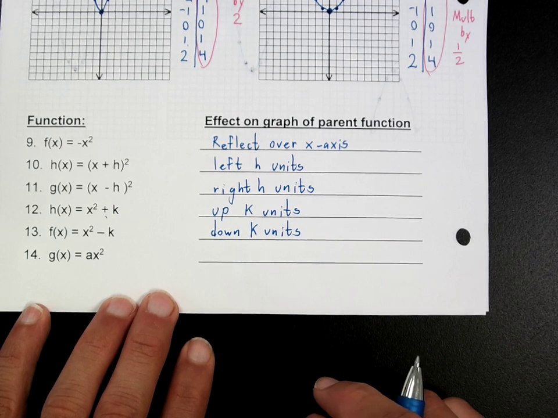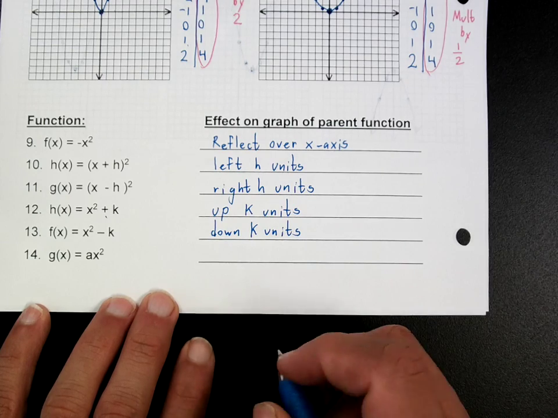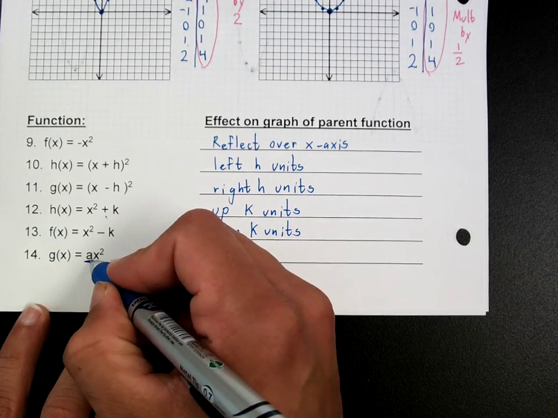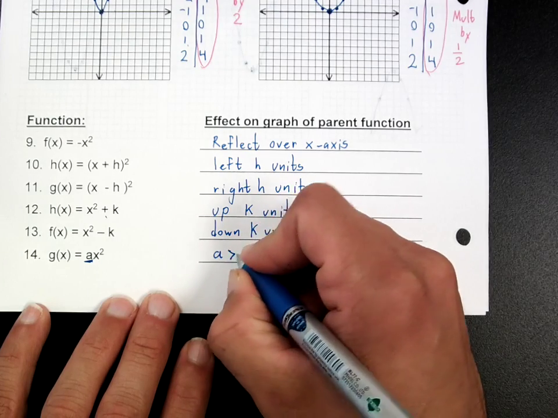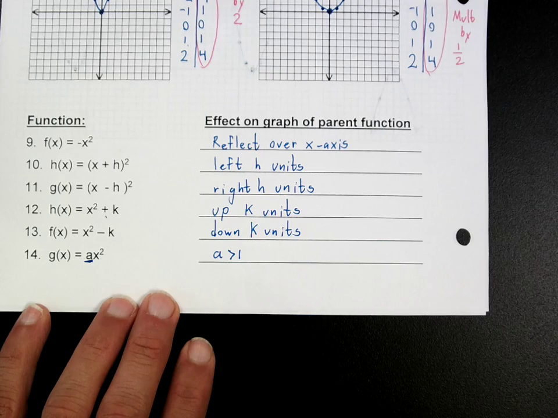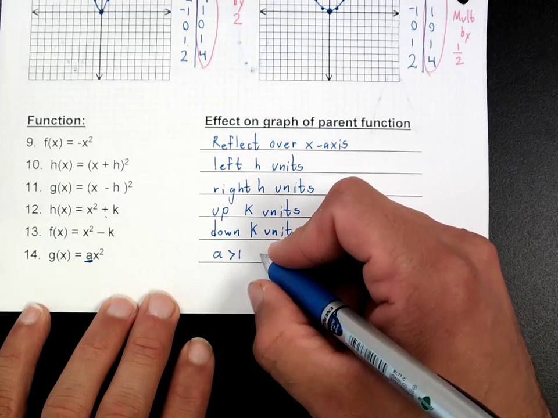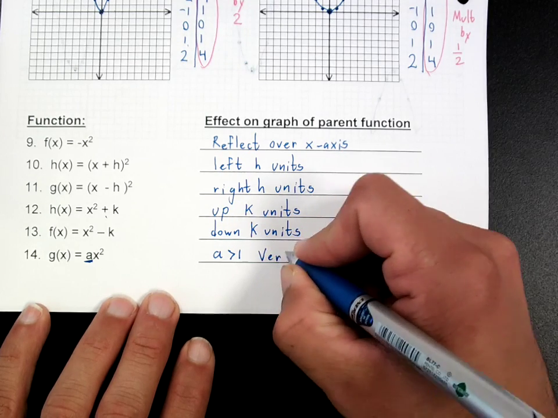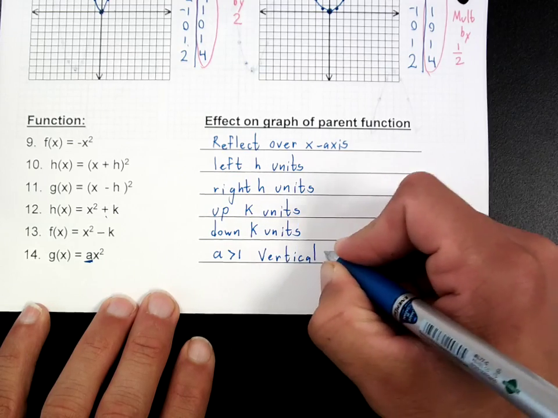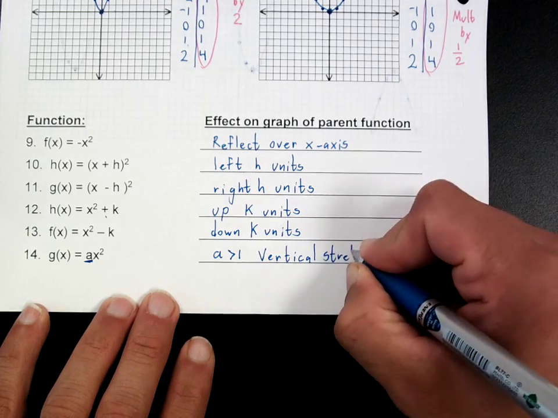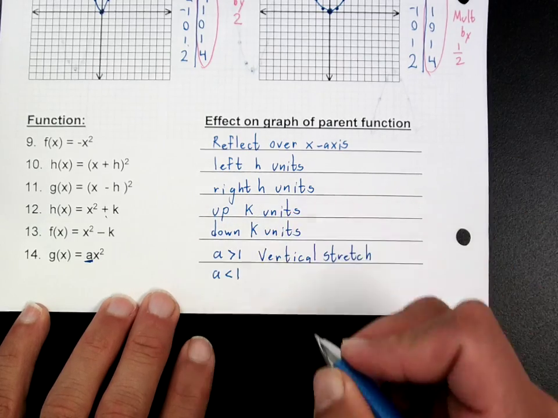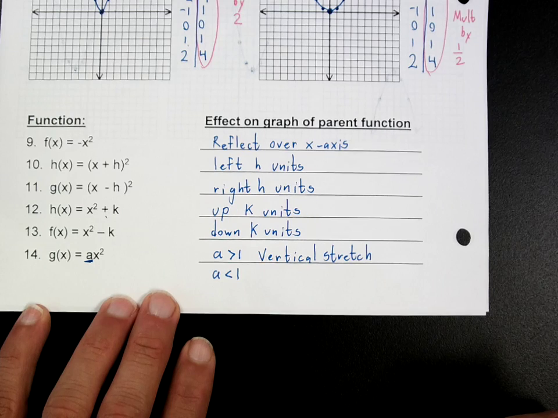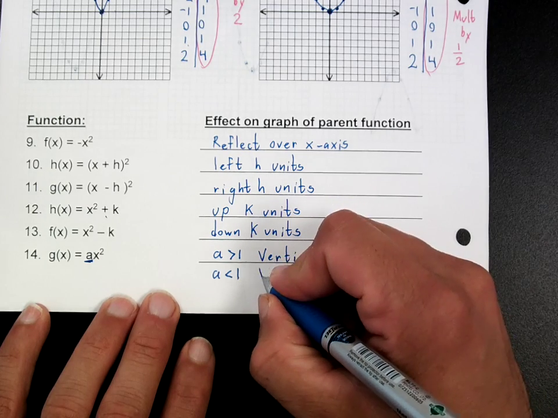All right. So then finally, this last one right here. Remember that this a represents a number in front of x squared. If that number is greater than 1, like on example 7 right there, then that's going to make it a vertical stretch. So just like example 7. If a is less than 1, like number 8, notice that 1/2 is less than 1, right, on number 8. If a is less than 1, then that's going to be a vertical shrink.